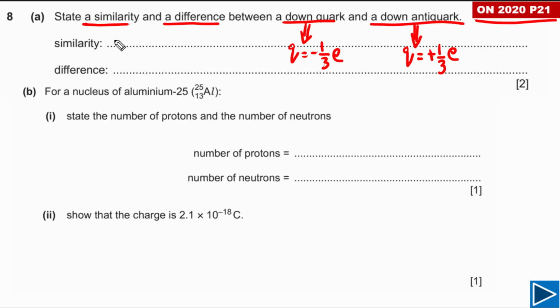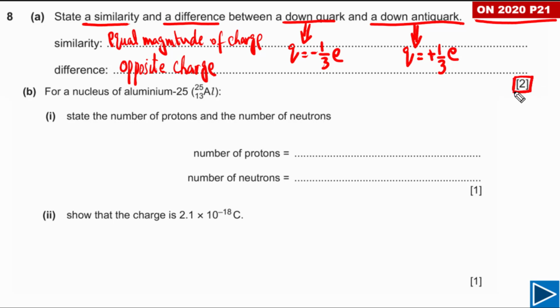So for similarity you can say equal magnitude of charge. We can simply write down what is similar between these two. They have equal magnitude of charge and opposite sign of charge. You can say opposite charge, or sign of charge. If you write these 2 points, you will get 2 marks for this question.